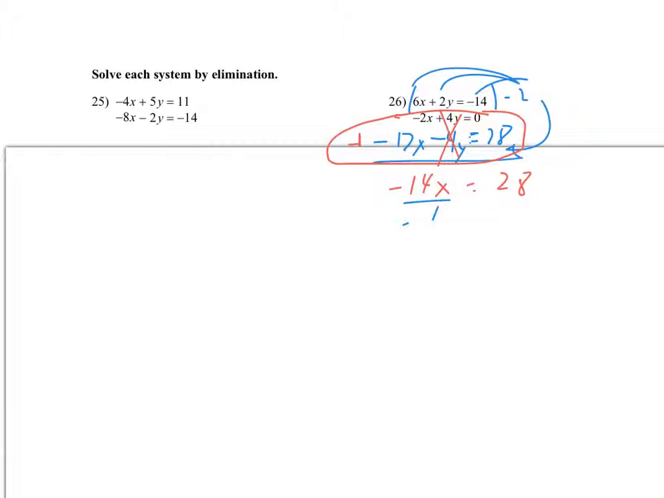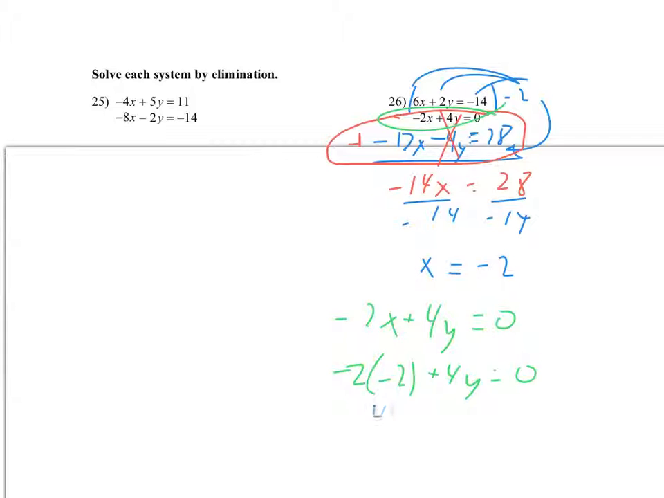So now I'm going to divide by negative 14 to both sides, so I get x equals negative 2. And then we're going to go ahead and plug that back in to find y. I can plug it into any equation I want. I'm going to go ahead and plug it into the second one there, which was negative 2x plus 4y equals 0. Obviously that says it's x, so I'm going to plug that in for x.